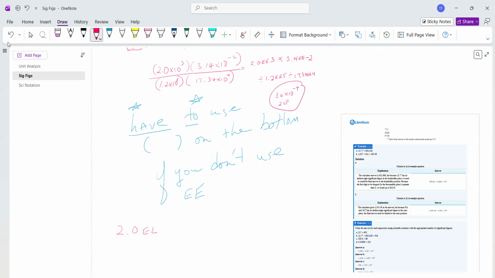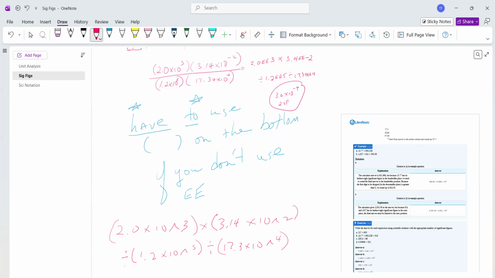2.0 times 10 caret 3, and those are times there, 314 times 10 caret 2, divided by parentheses 1.2 times 10 caret 5, divided by 17.3 times 10 caret 4. Enter.